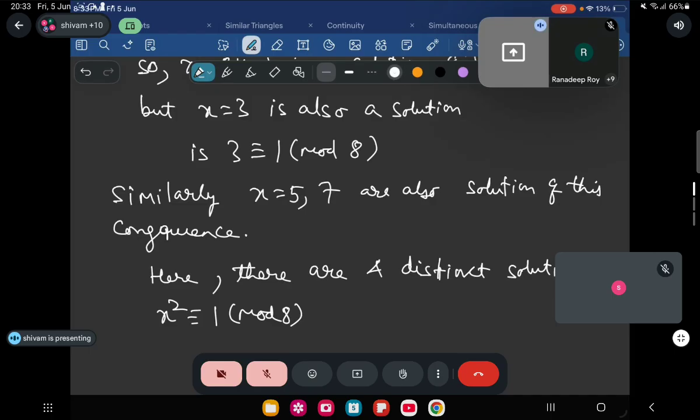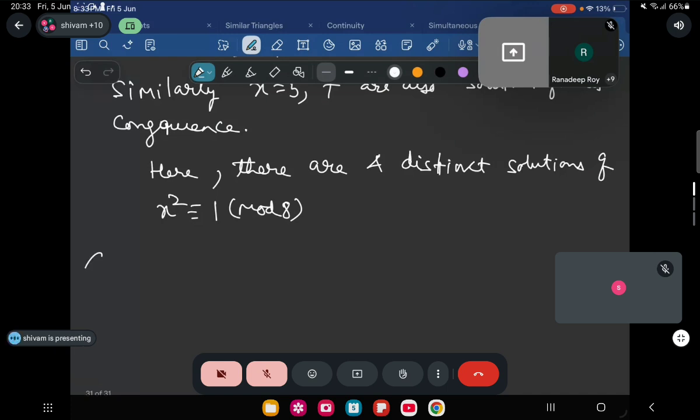Okay, I think we can do one problem based on this. Let's see. You people try this out. Question number 1. How to solve? First of all, I am giving you an example. Then you people try.